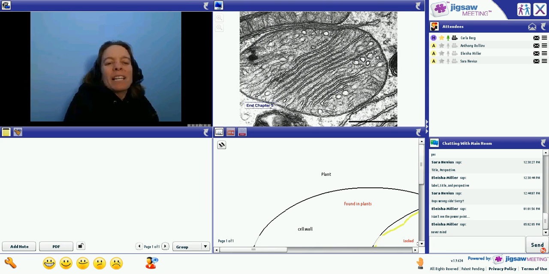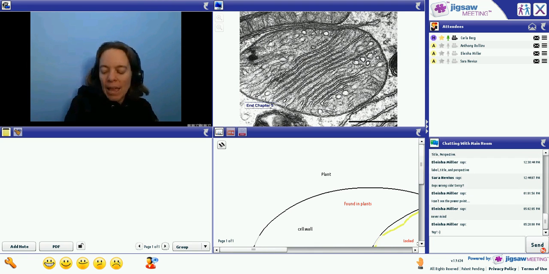So, that was our brief overview of cells. Now, like I said, there is lots of cell information I'm going to put up in Moodle, and there is lots of cell information in your biology books.